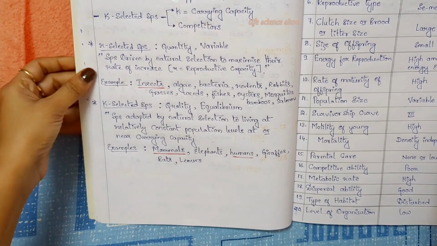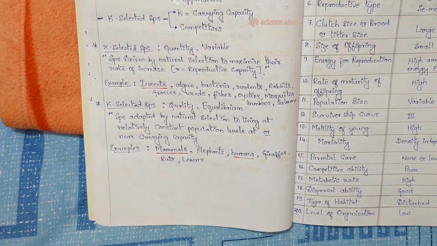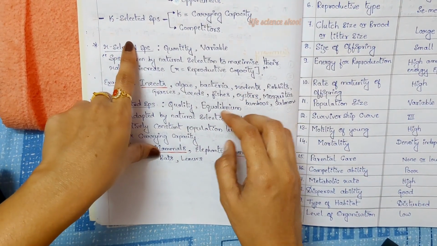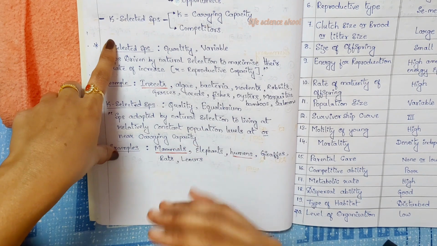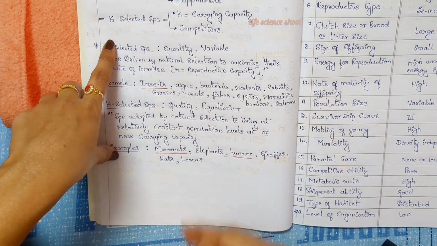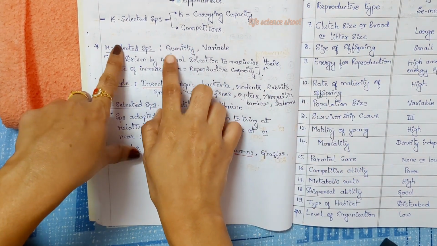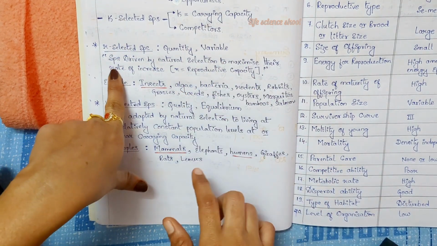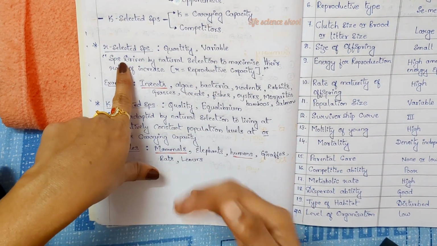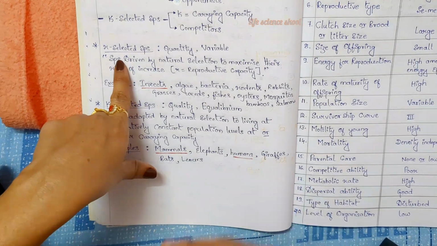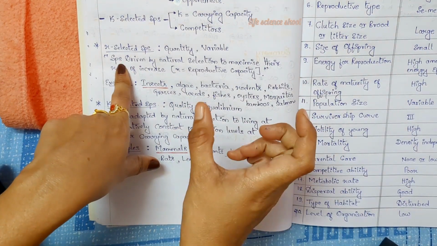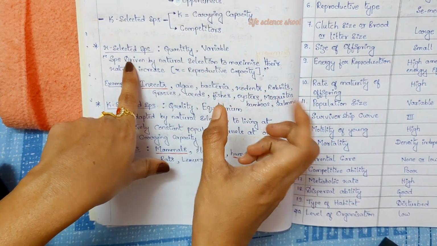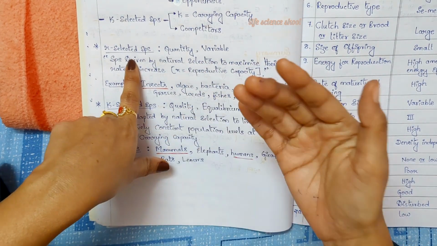Let us understand more in depth here. These r-selected species choose quantity over quality. Here in r-selected species, quantity will be more, and they are variable. If you have to give the definition, these species are driven by natural selection to maximize their rate of increase. r represents reproductive capacity.